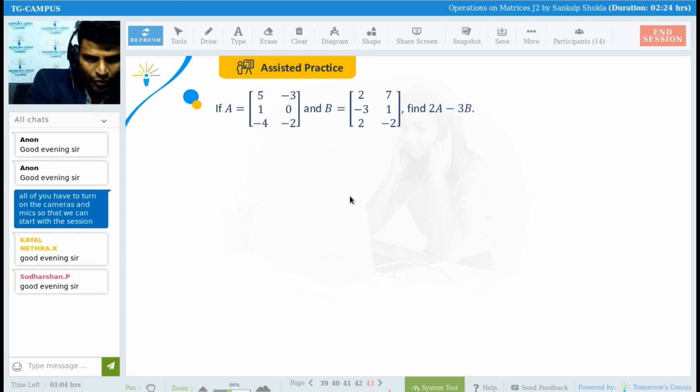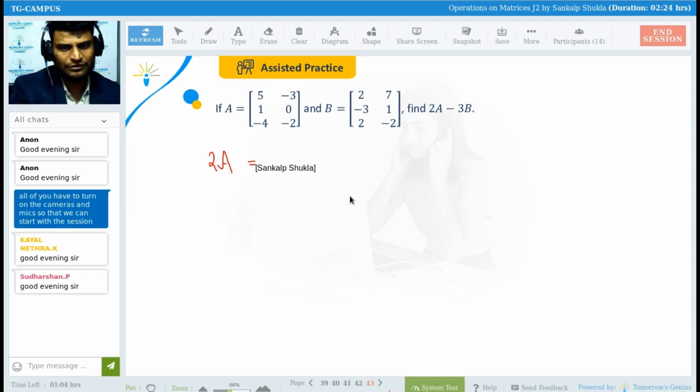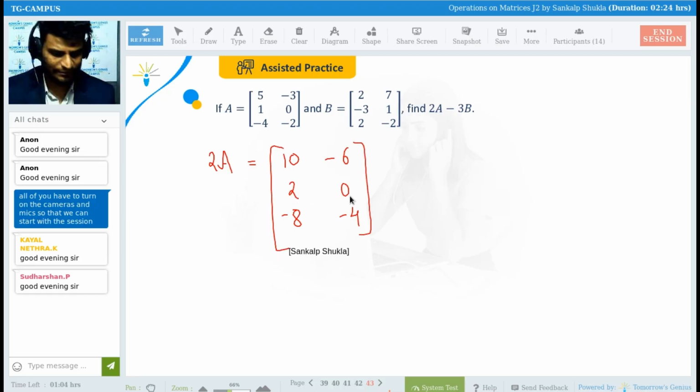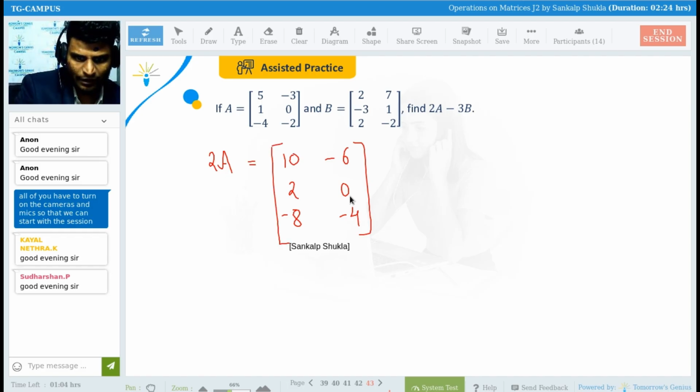Okay, in this case, you have to find 2A. So how do you find 2A? It is 10, it is minus 6, it is 2, it is 0, it will be minus 8, and it will be minus 4. So 2A is this. What we have done is just multiplied each and every element with 2. There is nothing new in this concept. Again, I have to find 3B now. So what will be 3B?